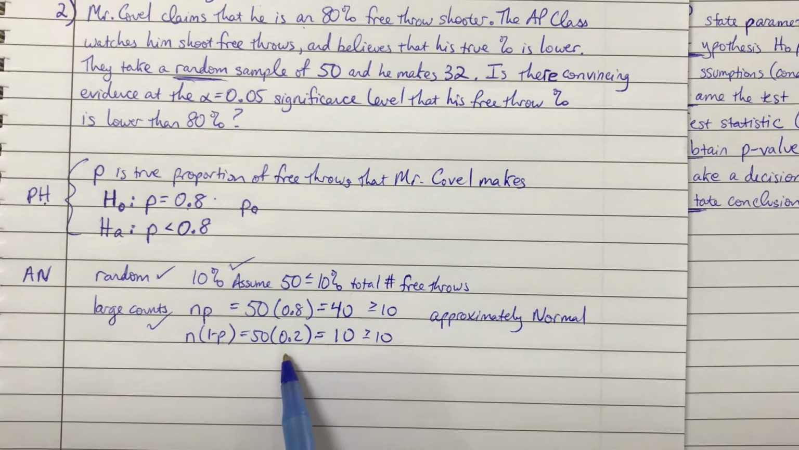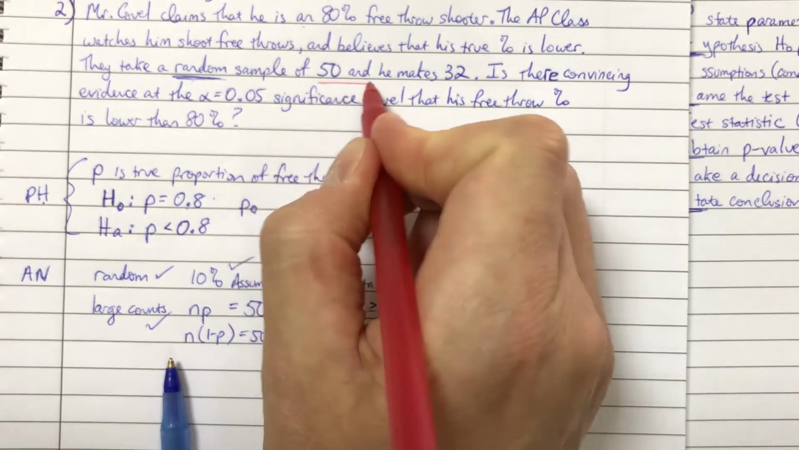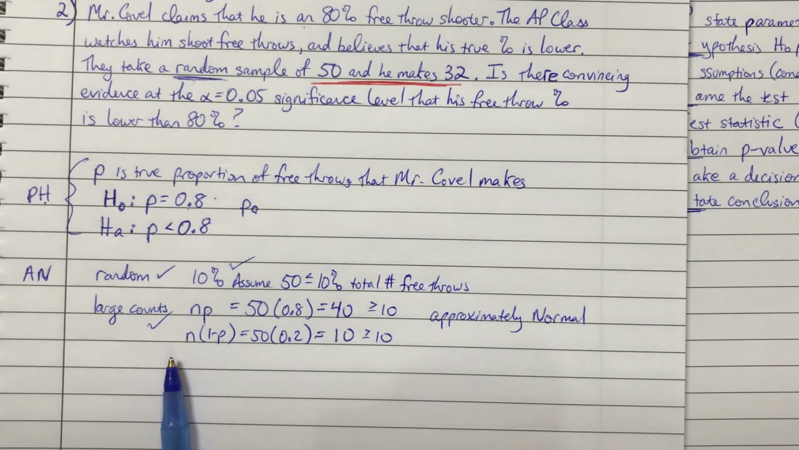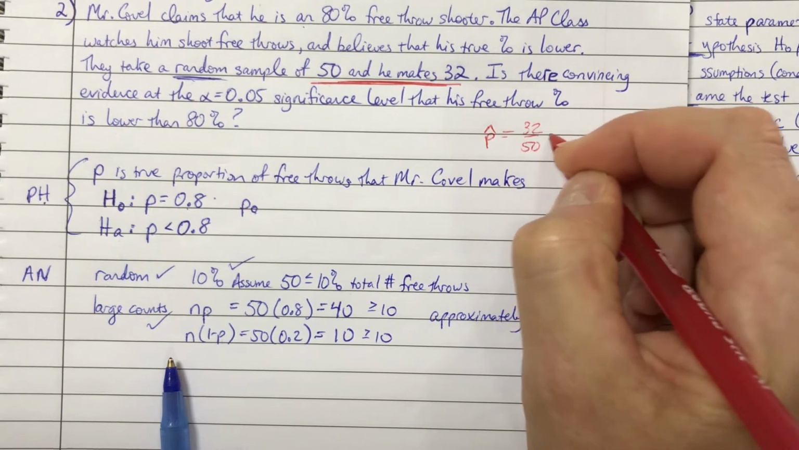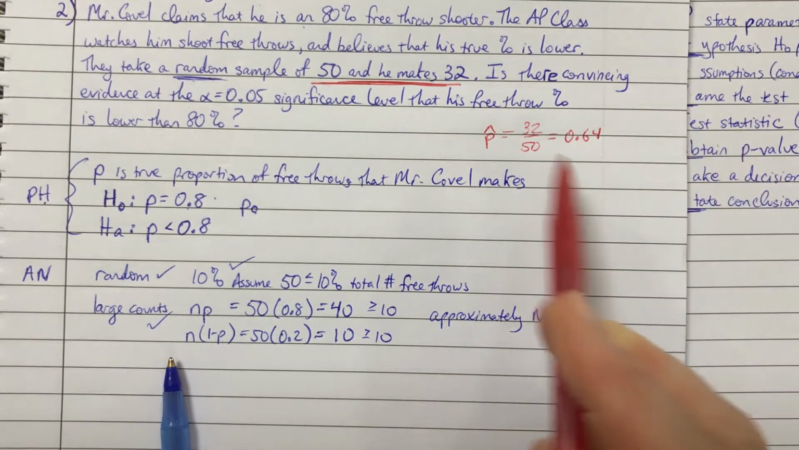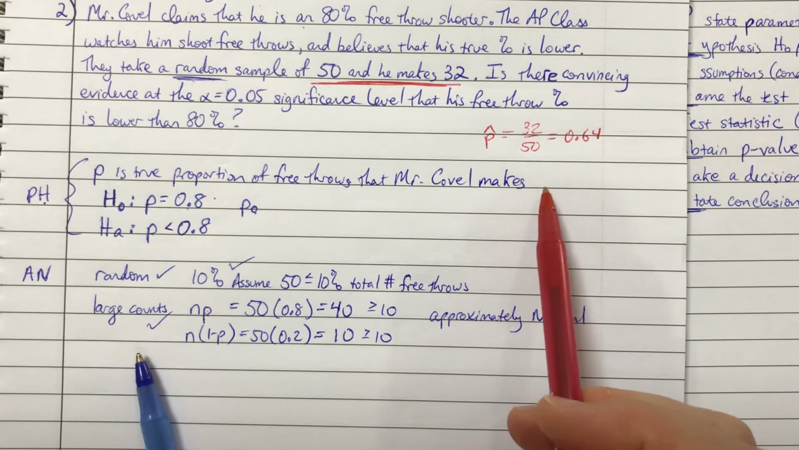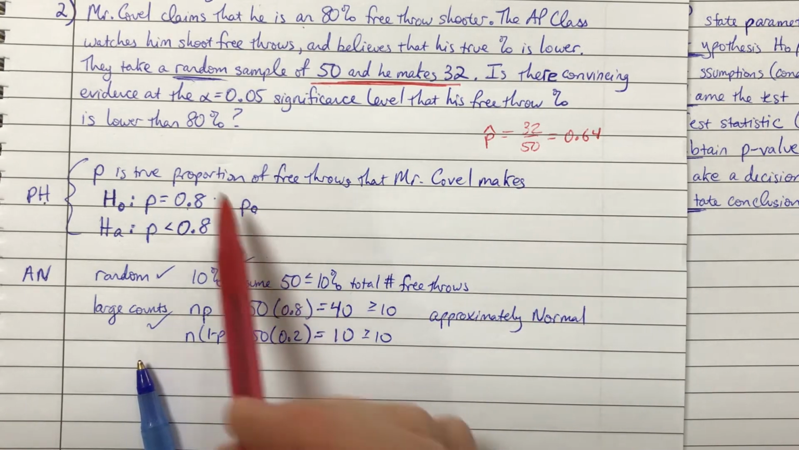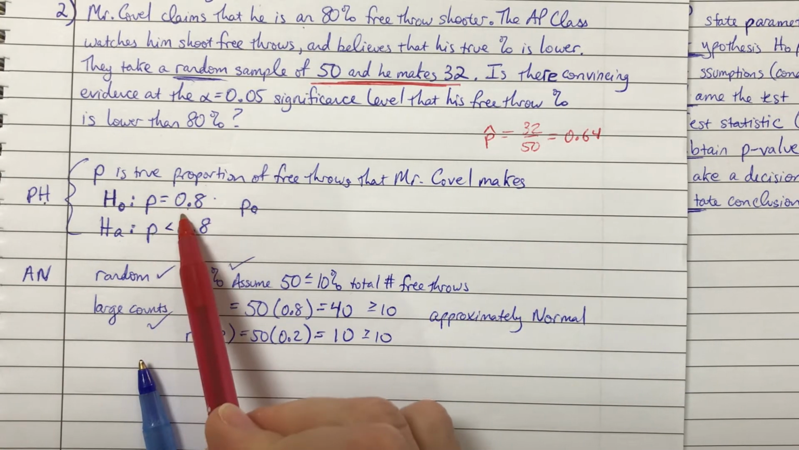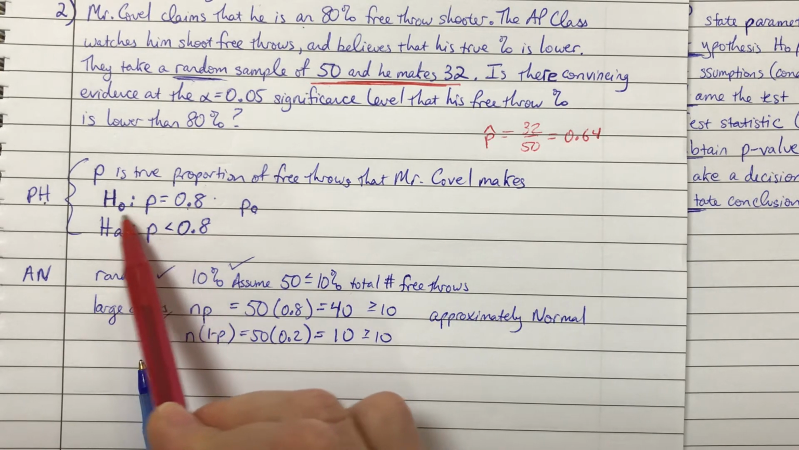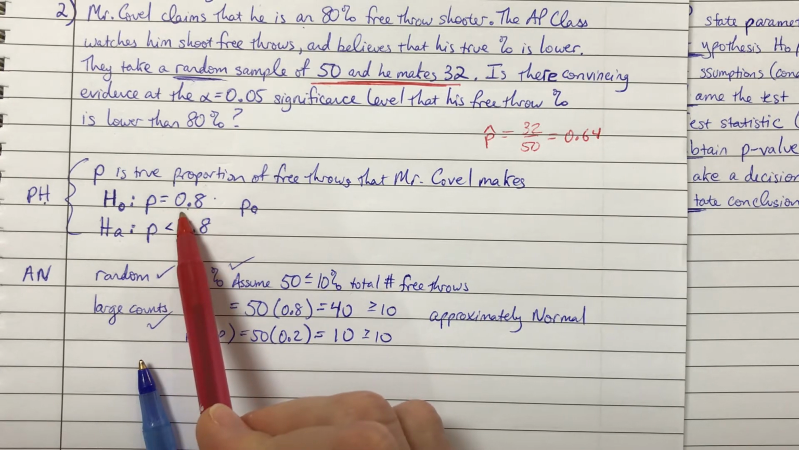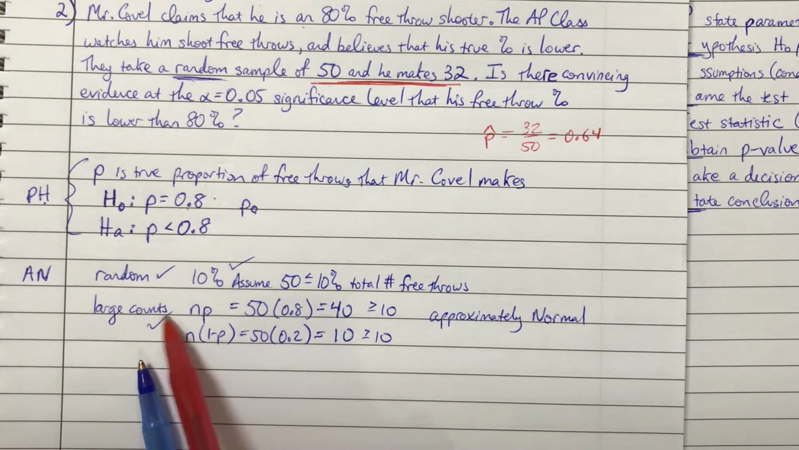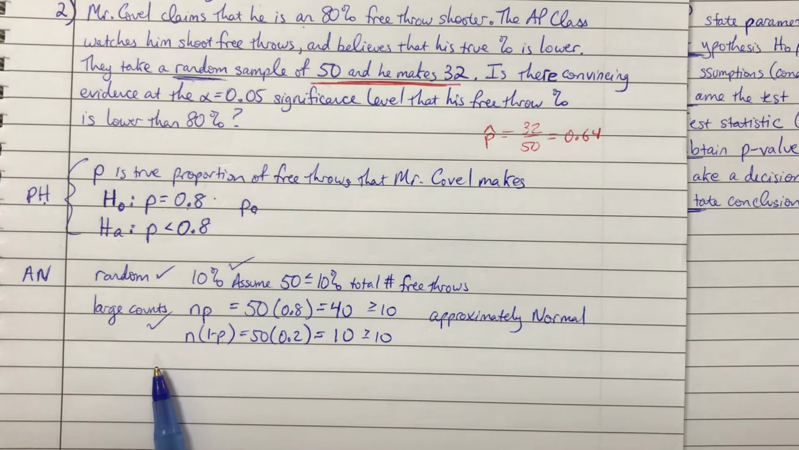Now you might say, whoa, whoa, whoa, Mr. Cavell, his sample proportion was 32 out of 50. The sample proportion, p hat, was 32 out of 50, which is 0.64. Why are we not using that? Well, because everything that we're doing is to measure against the true proportion. So we start, again, with the assumption that this is the case. So this is why we're going to use this when we do the large counts condition, for normality.